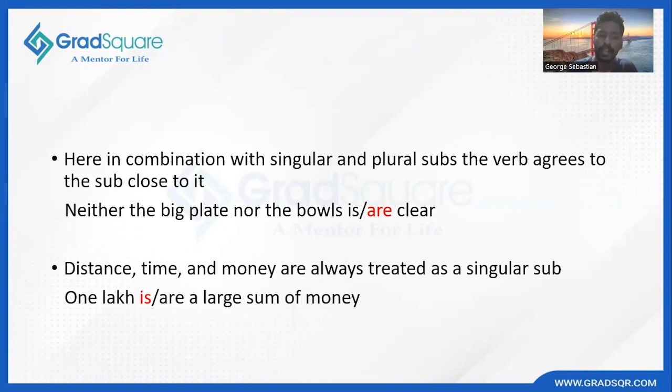And moving on, another area is where we use terms related to distance, time, and money. These are always treated as a singular subject, right? For example, we can say, 1 lakh is a large sum of money, because it comes under money, right? So distance, time, and money are always treated as a singular subject.